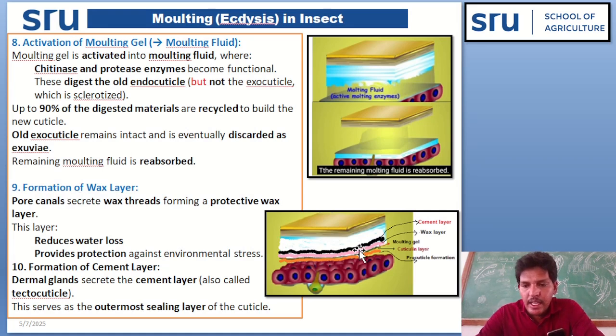Formation of the wax layer. Pore canals secrete the wax thread that forms a protective wax layer. So this is the wax layer. This layer reduces water loss and provides protection against environmental stresses. Next, formation of the cement layer. Dermal glands secrete the cement layer, also known as tectocuticle. This cement layer serves as the outermost sealing layer of the cuticle.